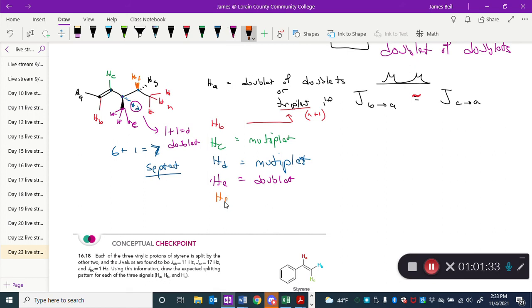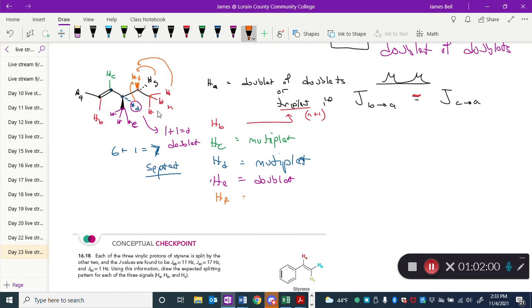HF. F is going to be pretty complex. F is split by G. Any proton on the same carbon that's not equivalent, these two happen to be diastereotopic, so they're not equivalent, will cause a splitting. D is also on the neighboring carbon. It's going to split F. E is too far away, so I don't have to worry about E splitting F. But H is right on the next carbon. H is going to split F.